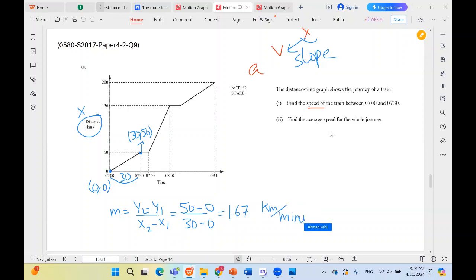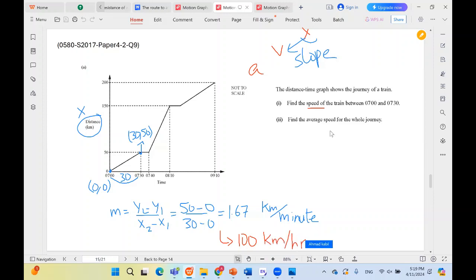If we want to convert this to kilometers per hour, we just multiply by the number of minutes in an hour. So we multiply by 60 because it moves 1.67 kilometers every minute. So in 1 hour, it will move 60 times this number. So we just multiply our answer by 60, and we can rewrite it as 100 kilometers per hour.